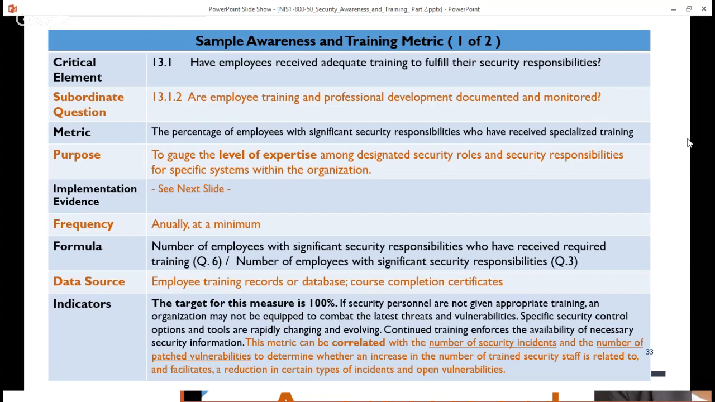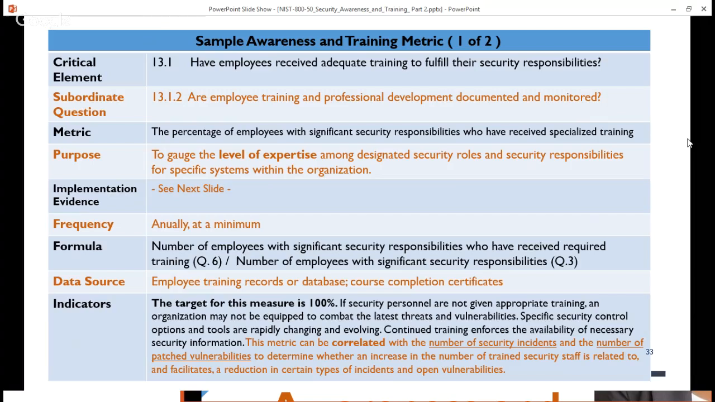The formula for this particular metric is the number of employees with significant security responsibilities who have received training divided by the number of employees with significant security responsibilities. The data source for this information is going to be your employee training records or database and or course completion certificates. Indicators. The target for this measure is 100%.